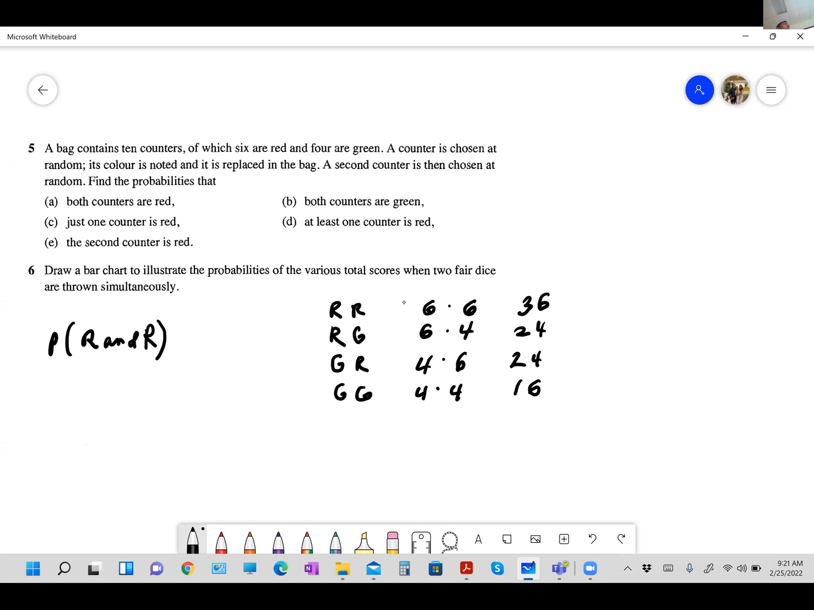Okay, so how many ways could I draw those two? How many ways can I draw the first one?